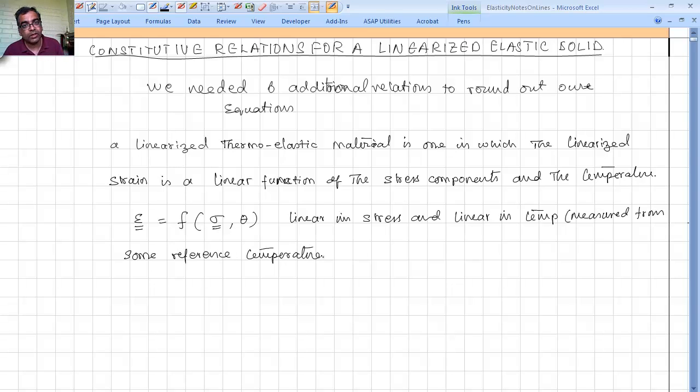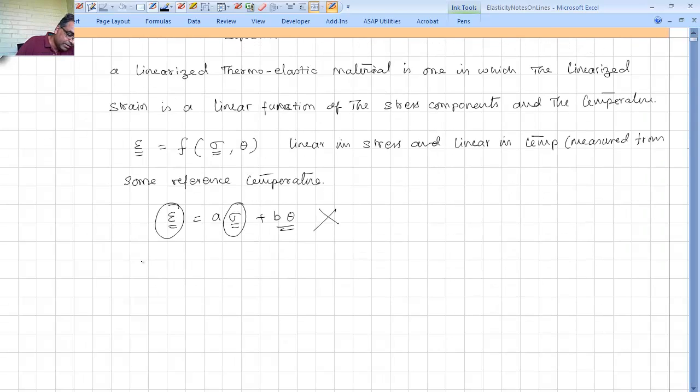Now I want you to understand something. You might think that means epsilon equals A times sigma plus B times theta. That's not correct, because epsilon is a matrix, this is a matrix, and this is a scalar, so there are all kinds of problems. We have to do it more carefully. What it means is that each component of epsilon, say epsilon 1 1, should be linear in all the stress components and the temperature. Same for the others.